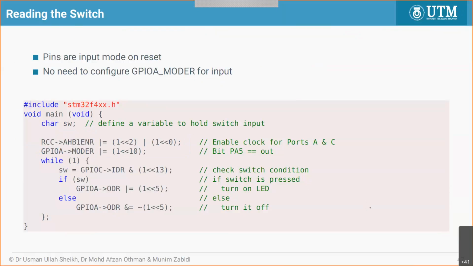So read the switch, and this expression will check that bit. So if the value is not 0, you turn on the LED. If the value is 0, you turn off the LED. So basically it just mirrors what you do on the switch.